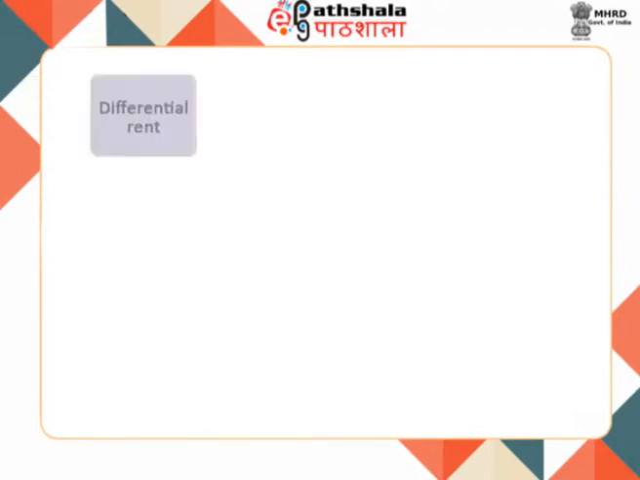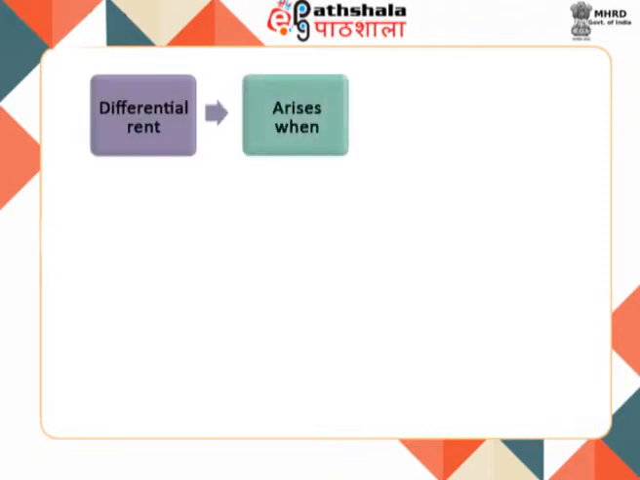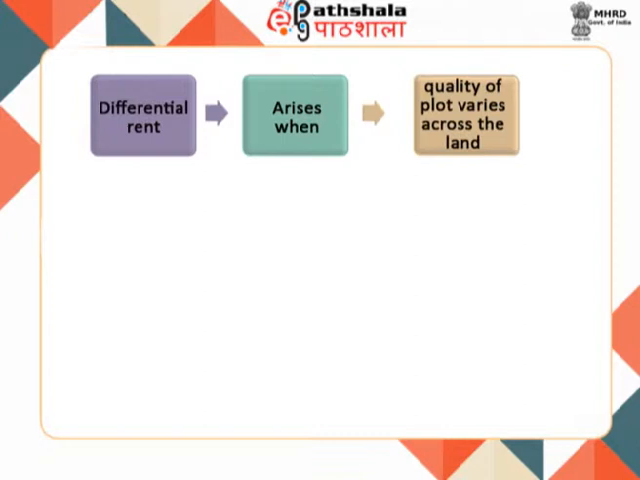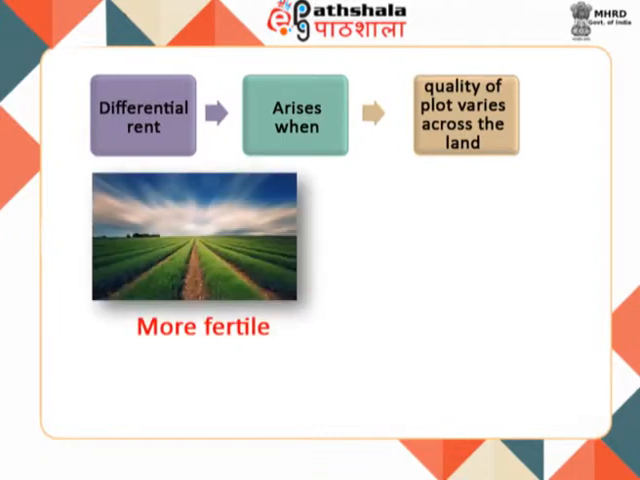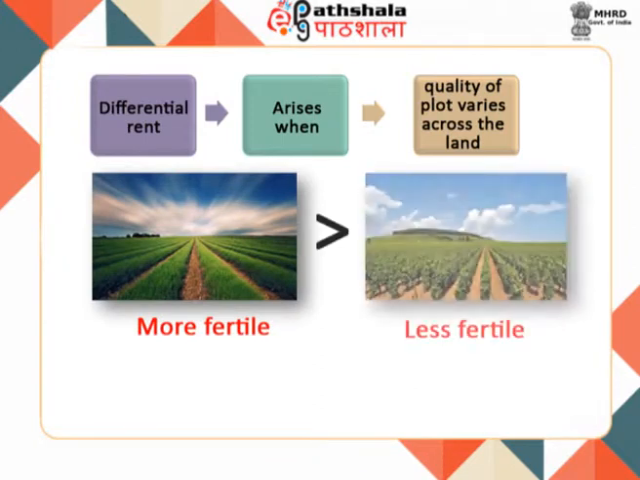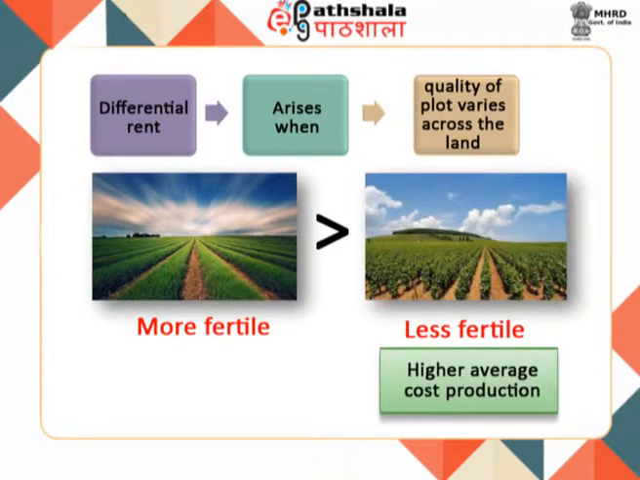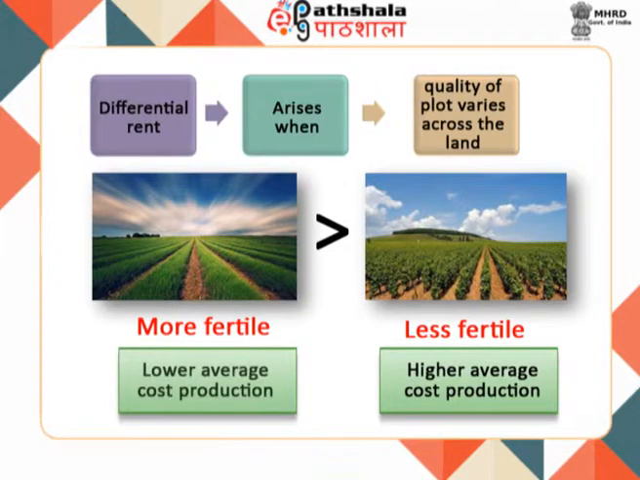No rent. Differential rent arises when quality of plot varies across the land. If one plot is relatively more fertile than the other plot, the average cost of production will be lower in the first one.